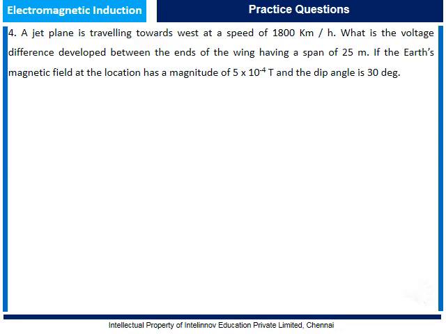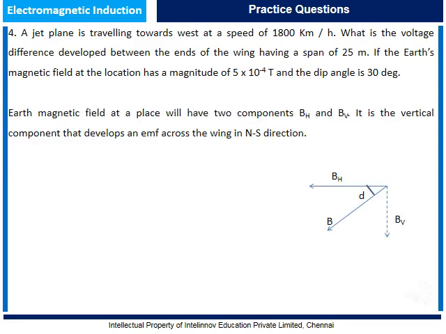The answer is, Earth's magnetic field at a place will have two components, BH and BV. That is, the field along the horizontal direction and the field along the vertical direction. It is the vertical component that develops an EMF across the wing in the north-south direction. Thus, EMF is given by BV × V × L. BV stands for the magnetic field in the vertical direction, V is the velocity and L is the length of the wing, or wingspan.